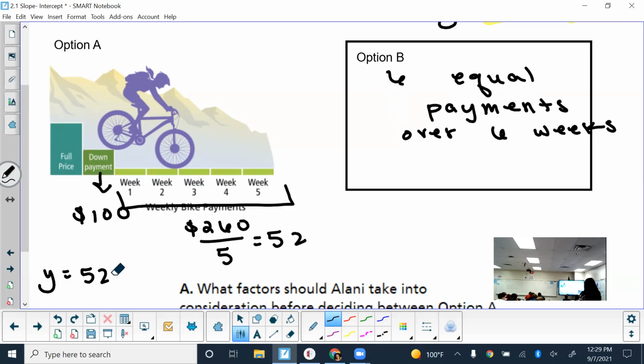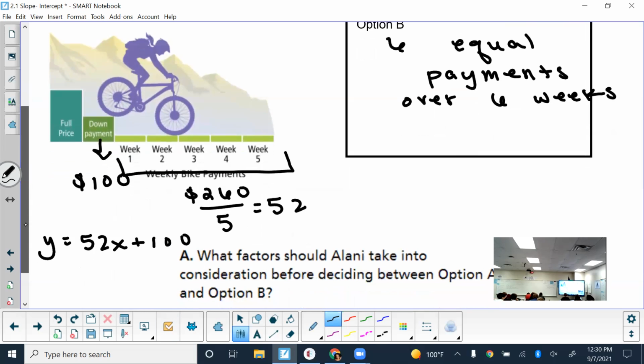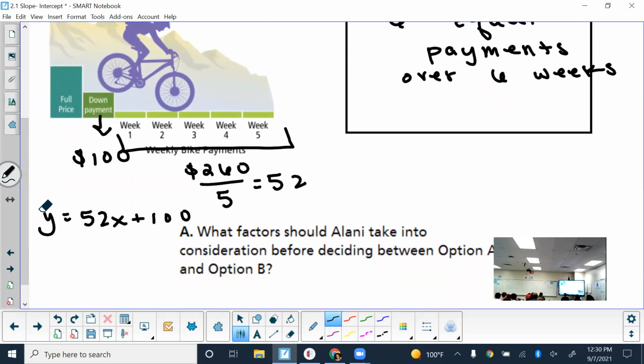52, good. So that's the rate of change, right? That's what she's paying each week. At a constant rate, your slope is always what's at a constant rate. And then what would be my y-intercept? Do I have one? Don't you start at 100? My y-intercept would be 100, good. So what she paid initially is our y-intercept, because your y-intercept will be something that you start with.